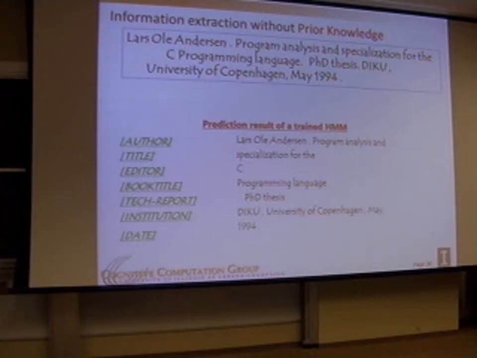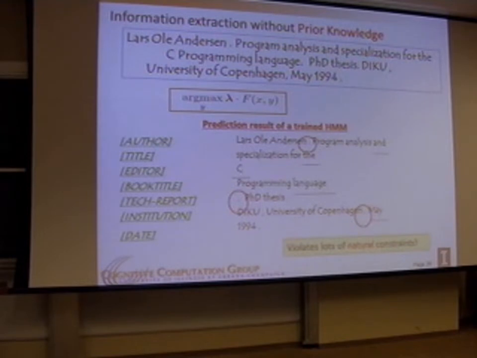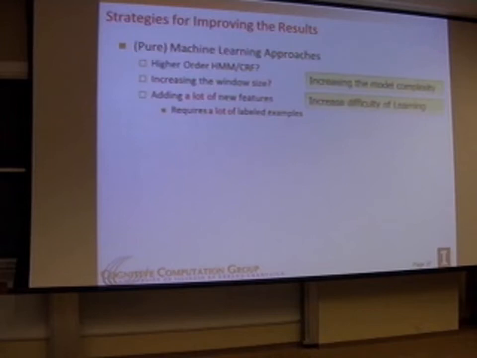This is a citation, and the goal in this problem is to parse this citation at the level of who's the author, what's the title, who's the editor, what's the book title, and so on. What you see here is actually an output of a simple HMM trained on not too many examples, so basically this is the left side of my objective function. You can see that the results are pretty bad. It really violates a lot of natural constraints. And the question is, so what do we do? How do we get around these difficulties of learning with HMM?